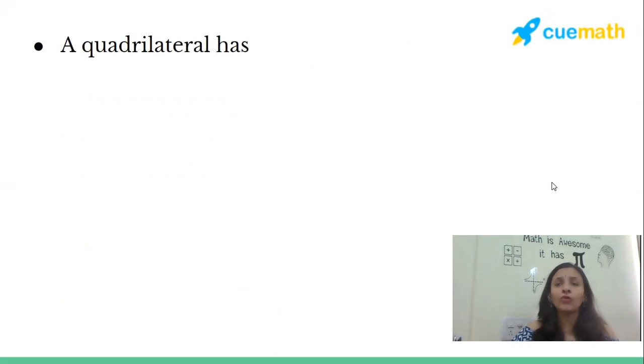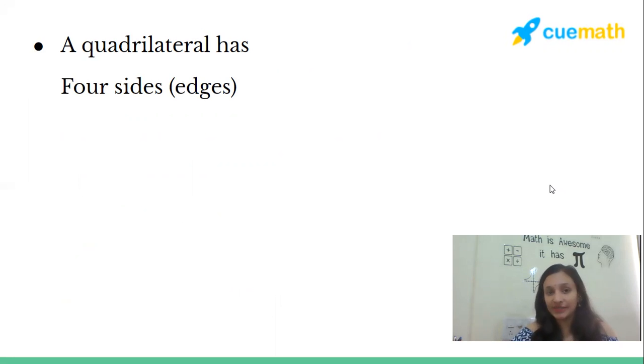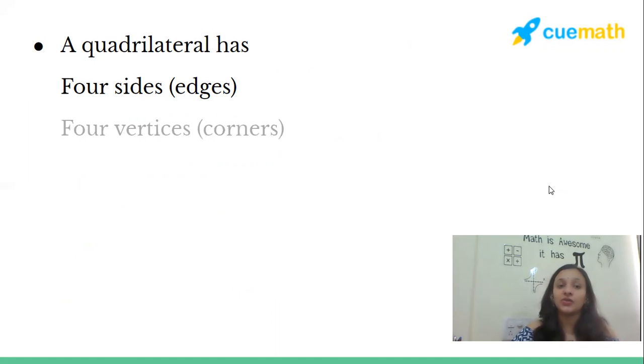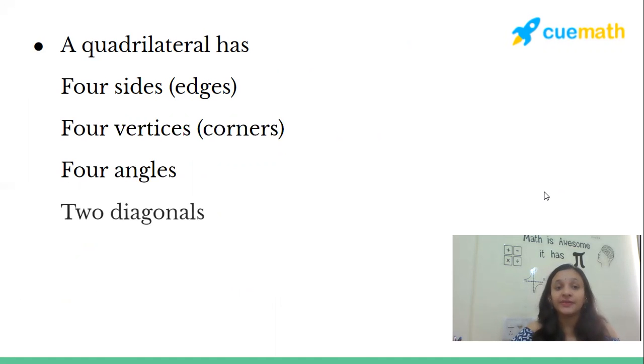Now, what does a quadrilateral have? A quadrilateral has four sides, which we have already discussed, that is the edges, and that comes in the word itself. Then it has four vertices, that is the corners. Then we have four angles, and then two diagonals. So let's quickly see all of these things. In very basic terms, it has four sides, four vertices, that is the corners, then four angles, and then two diagonals.